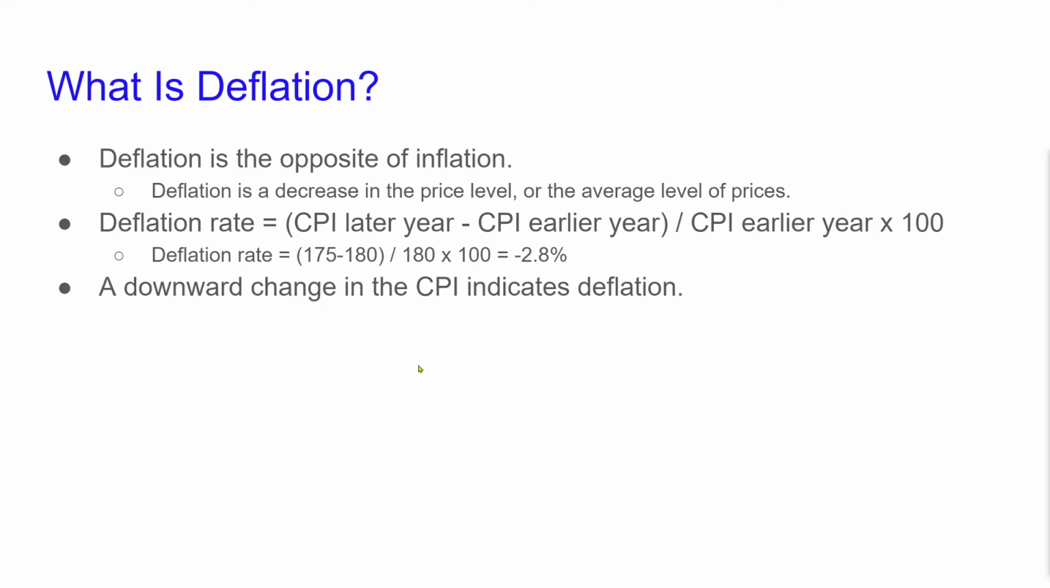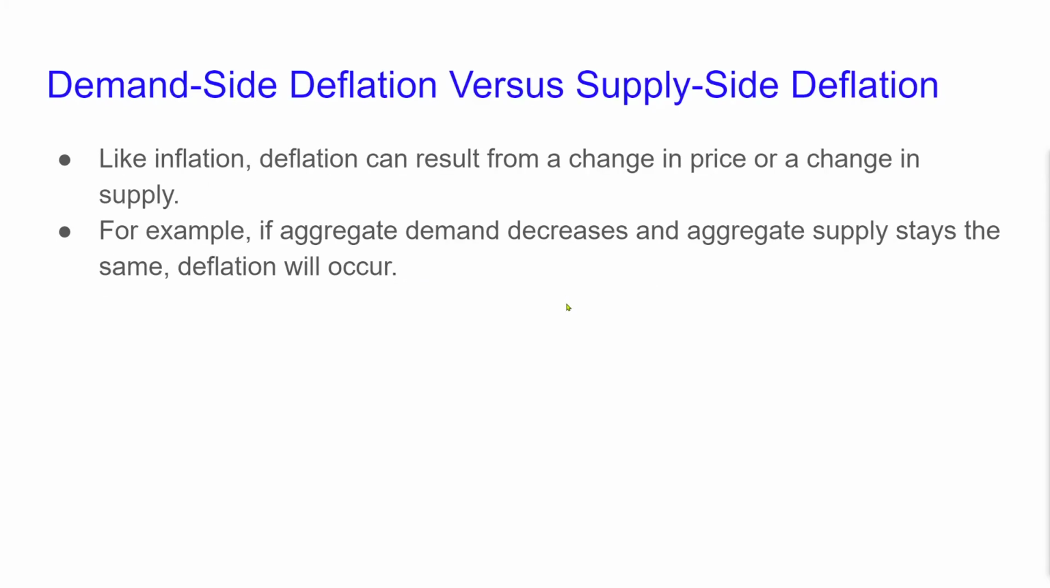How you figure out the deflation rate is you take the CPI of the latter year, subtract it from the CPI of the earlier year, divide that by the CPI of the earlier year, then multiply by 100. You've already seen this formula before when we talked about CPI. In this case, you can use the same formula to figure out the deflation rate. Meaning, if you use this and you get a negative number, that's deflation. If it's a positive number, it's inflation. Not hard to understand.